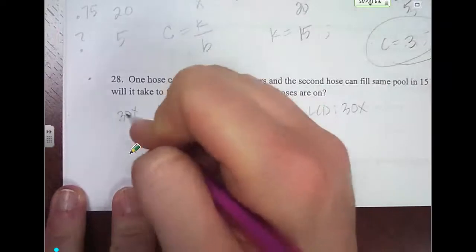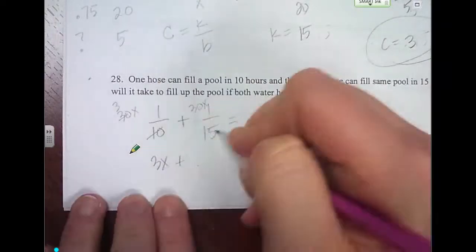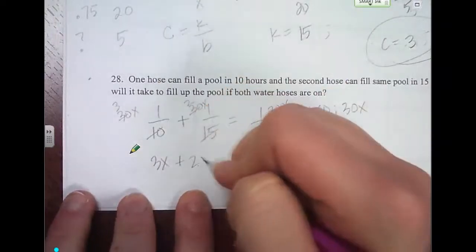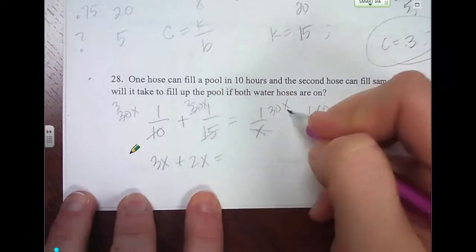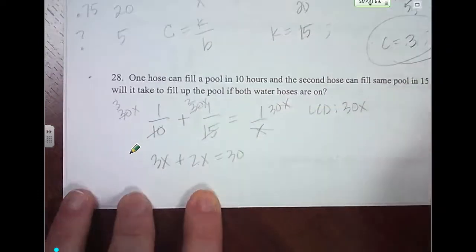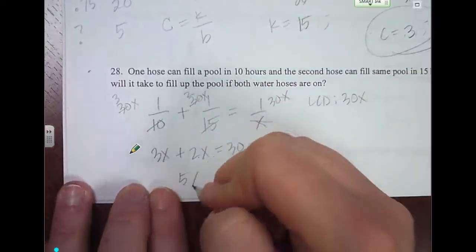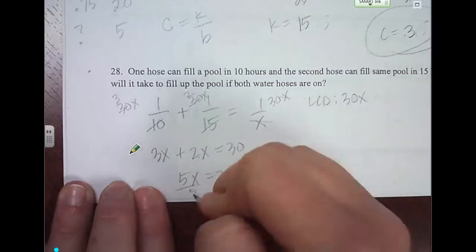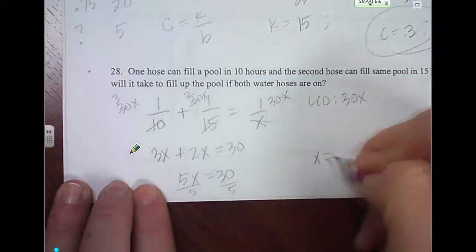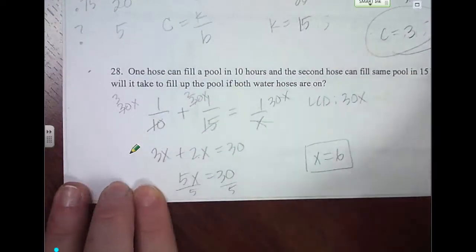So that simplifies to 3. So I have 3x plus, that simplifies to 2, 2x equals 30. Combine like terms, 5x equals 30. Divide by 5, x equals 6.